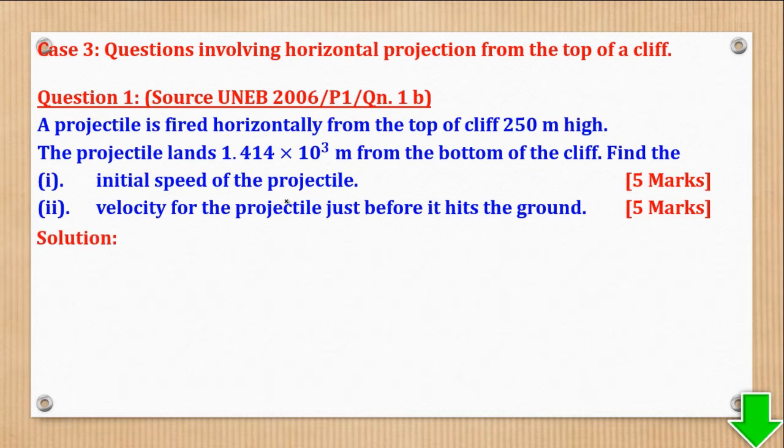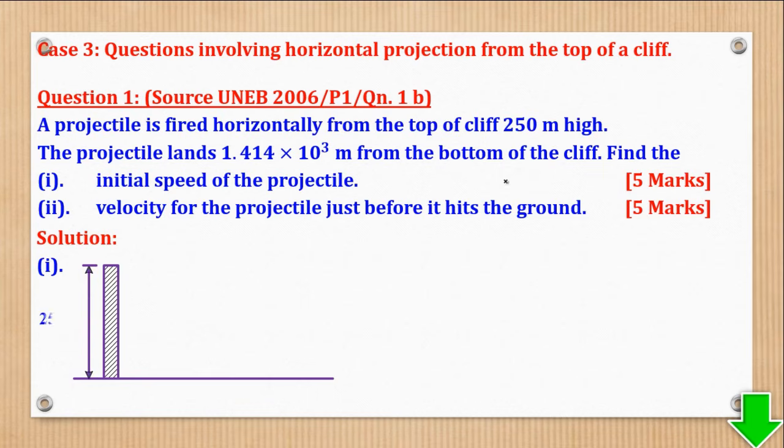So yes, we shall still need a sketch. So this will be our cliff, and they said the height is 250 meters. Then here they said the projection is horizontal, so we shall put a horizontal velocity. We don't know the value, so we shall just put u. Then when we project it using those parameters, this is what will happen.